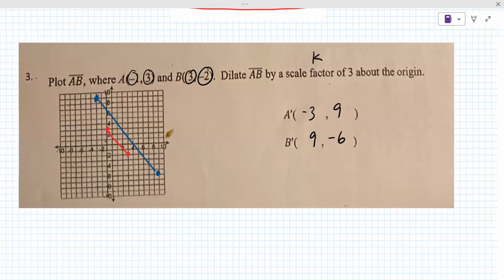Huh, okay, so when it says dilate, that means all the points will be getting multiplied by whatever number they say.